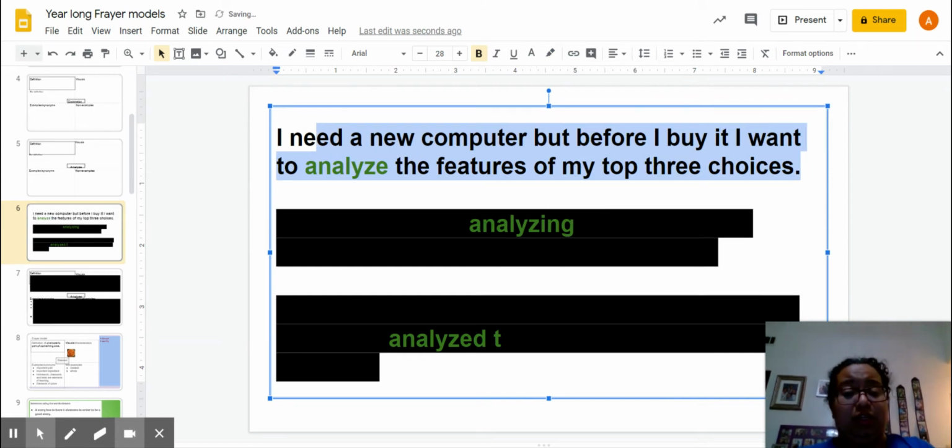I need a new computer, but before I buy it, I want to analyze, or I want to blank, the features of my top three choices. Okay, a person wants to buy a computer. They're undecided, so they're going to blank the features of the top three choices. So before they decide, they are going to analyze the top three choices. What do you think analyze means? Write your answer.